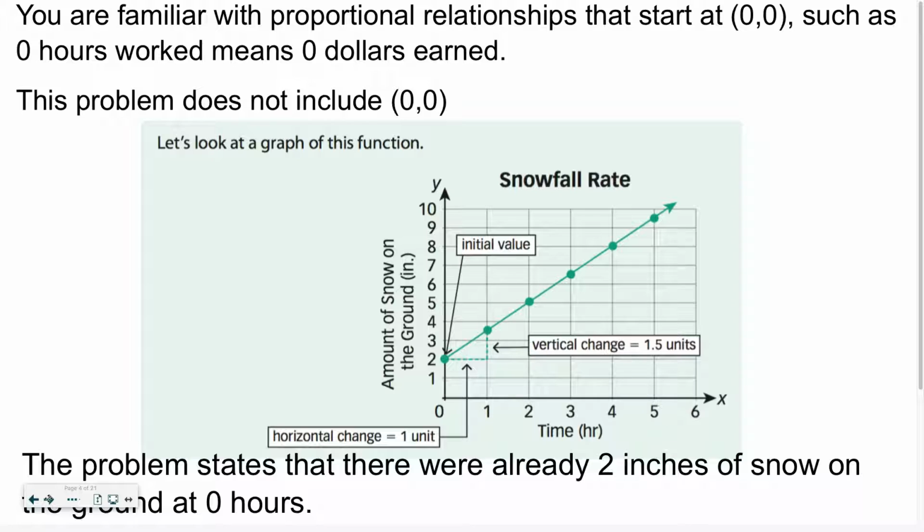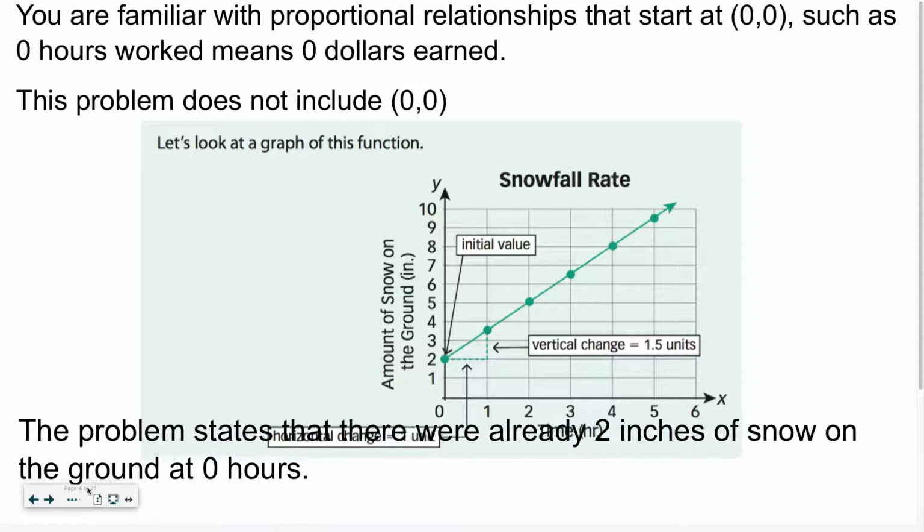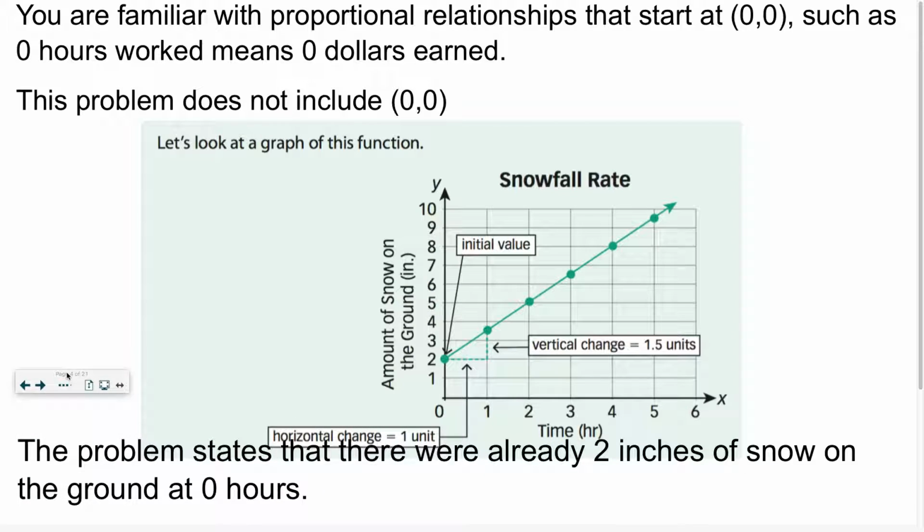Okay, so we talked about the proportional relationship starting at 0, 0. But this problem doesn't include 0, 0. The equation was y equals 1.5x plus 2. How do we know that 0, 0 isn't a point on our line? If you're just looking at the graph, we can see that it's not where it starts from. So how else can we check?